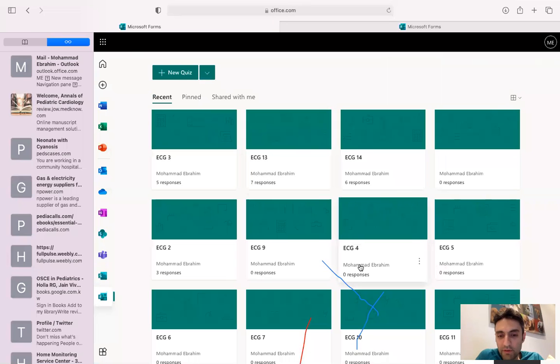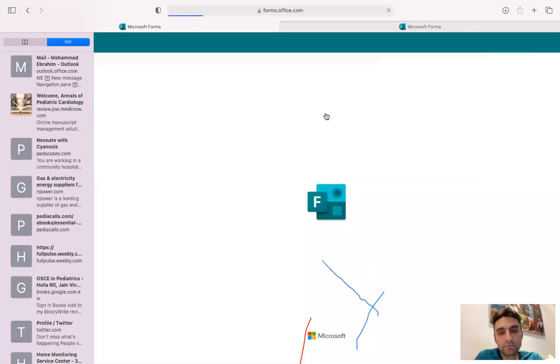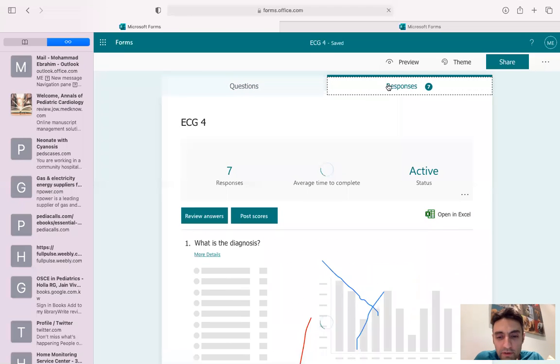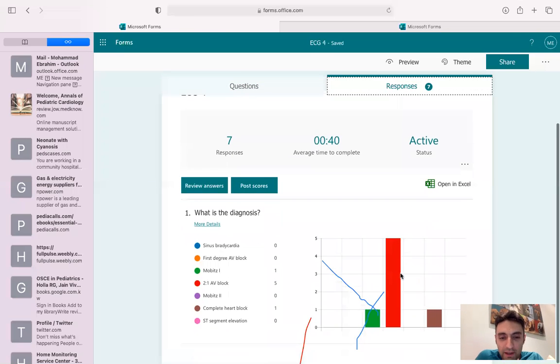ECG 4, where are you? Okay, good. 7 responses. That's good. The majority said 2-to-1 AV block. Excellent. One said complete heart block, one said Mobitz 1.